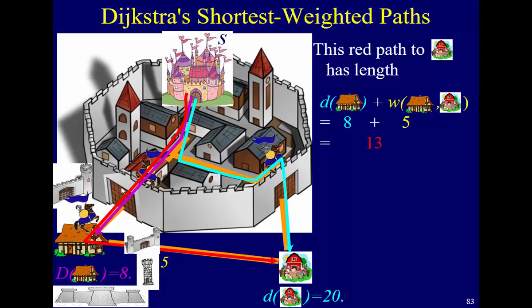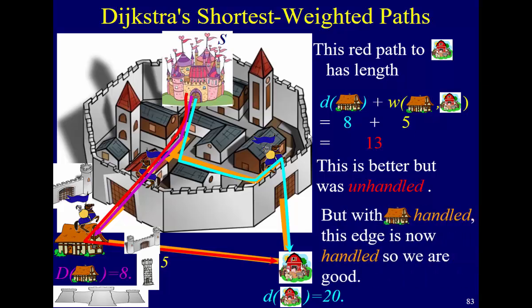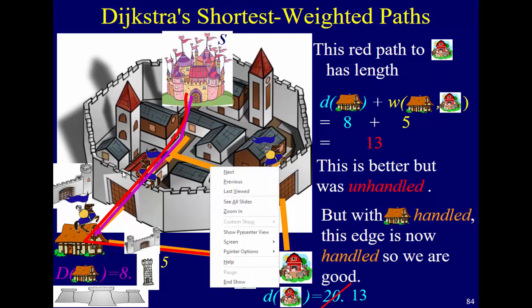Now that path may be better or it may be worse than the path we have so far. If it's worse than the path we have so far, then we don't update. But if it's better, and in this case it's better, then we're going to update the barn. How do we update the barn? That was the path to the barn, and now its D value is different, and its pi value is now the cottage.